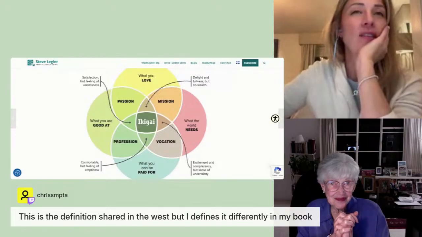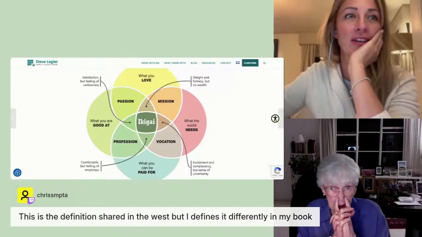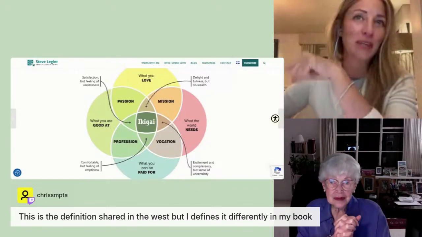Hey, Chris, I would love to hear your definition of ikigai. I did just pull up your proposal to see if I could find it exactly, and I saw some pieces of it.